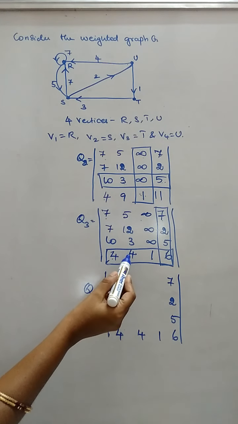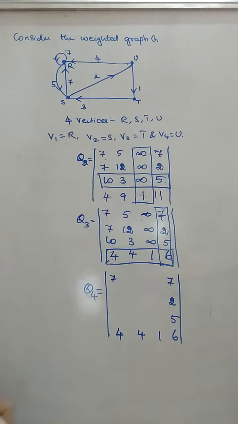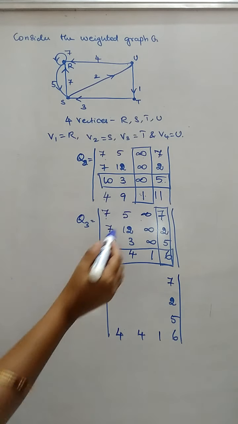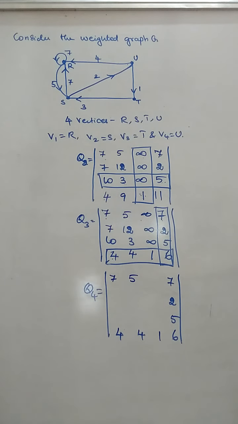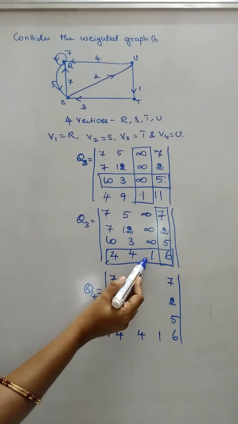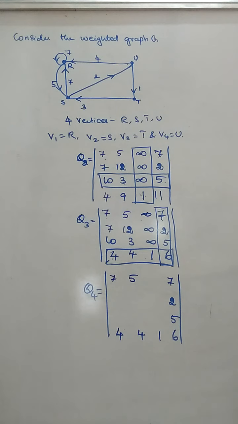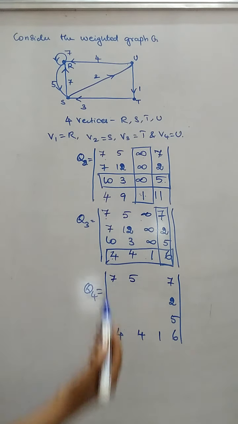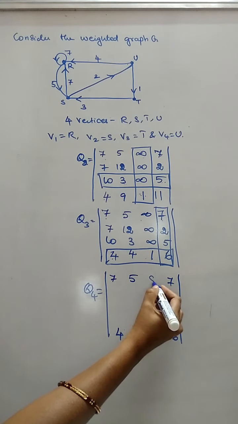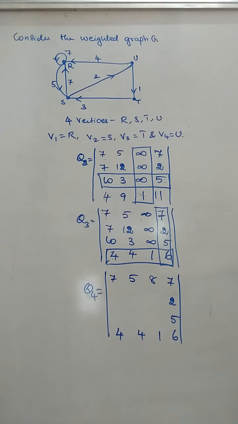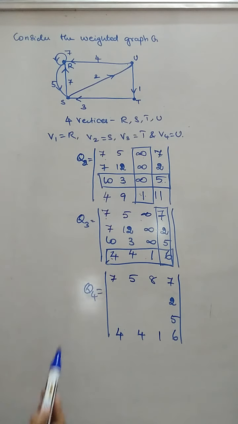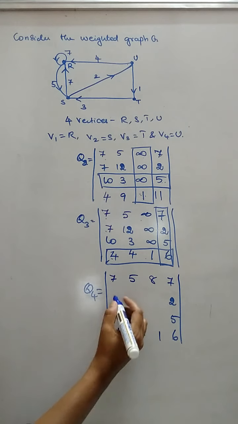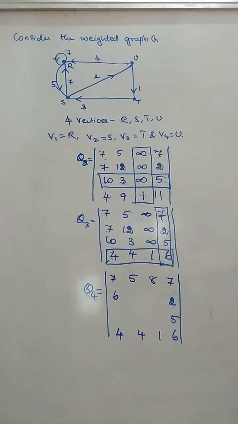Then 4 plus 7, again we will get 11. 11 will be compared with 5, so 5 is the minimum number, we can write it here. Then 1 plus 7, we will get 8. 8 will be compared with infinity, so 8 is the minimum number. And then 4 plus 2, 6. 6 will be compared with 7, so 6 is the minimum number, so we can write 6 here.